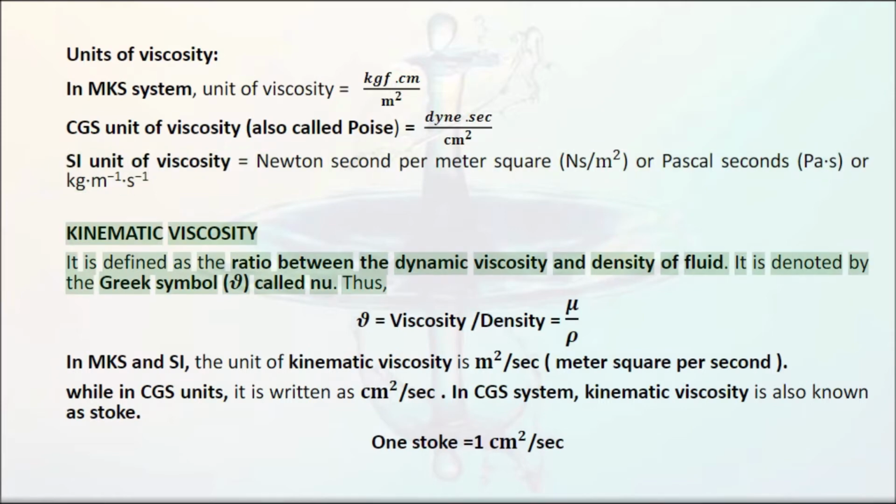Kinematic viscosity. It is defined as the ratio between the dynamic viscosity and density of fluid. It is denoted by the Greek symbol nu. Thus, nu equals viscosity over density equals mu over rho. In MKS and SI, the unit of kinematic viscosity is m²/s, meter square per second. While in CGS units, it is written as cm²/s in CGS system. Kinematic viscosity is also known as Stoke. 1 Stoke equals 1 cm²/s.